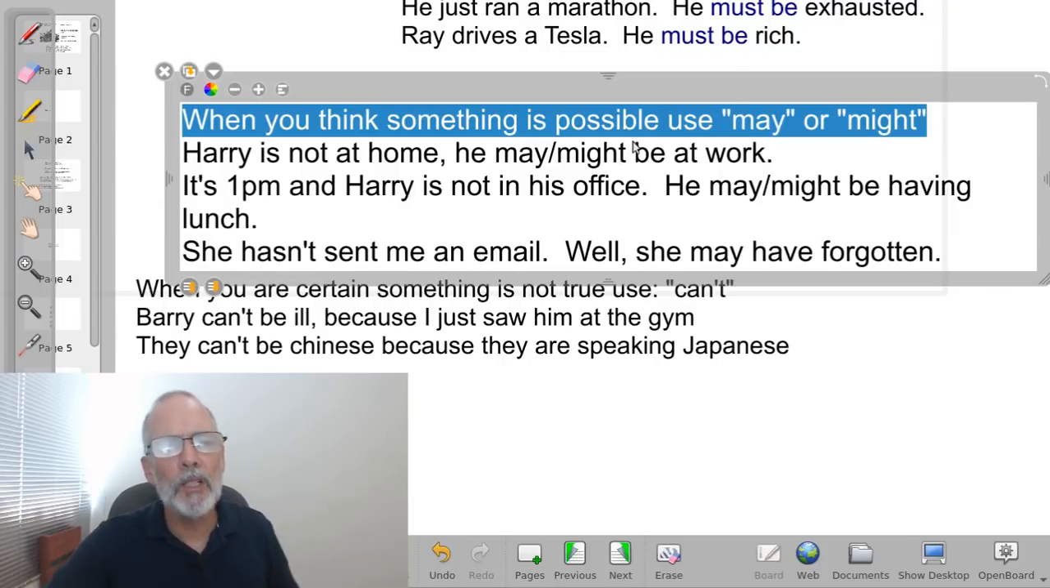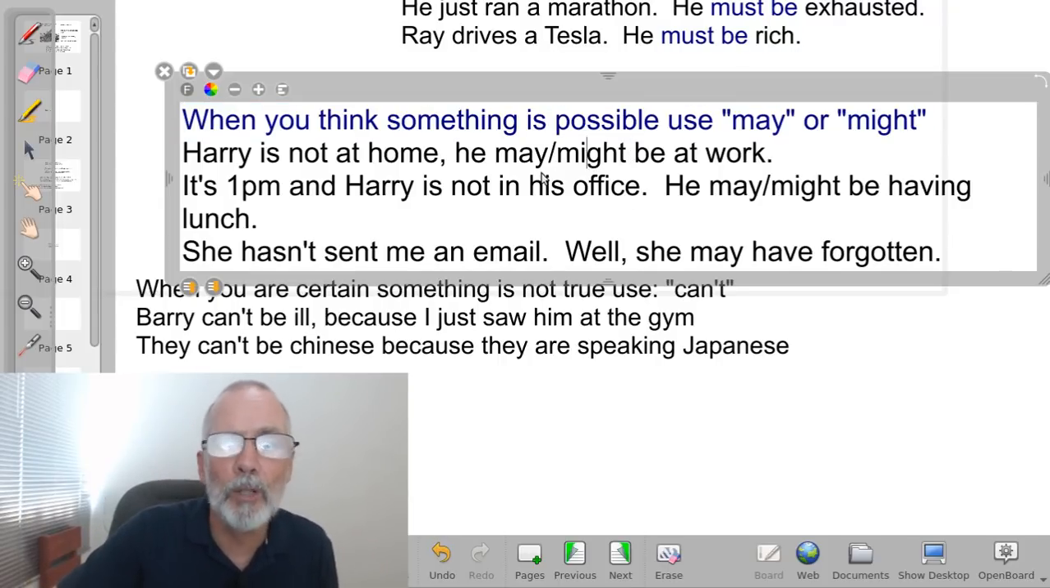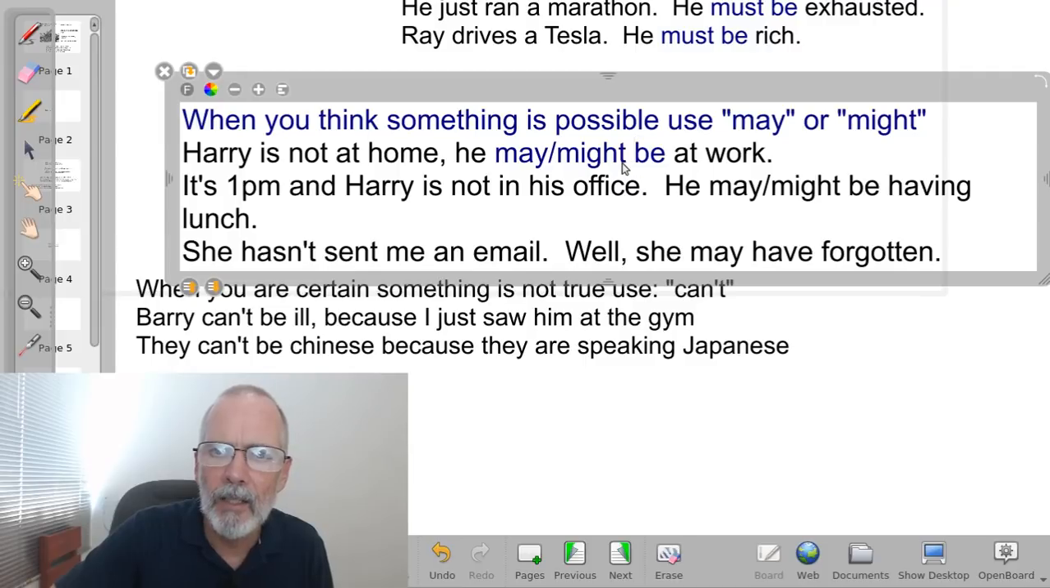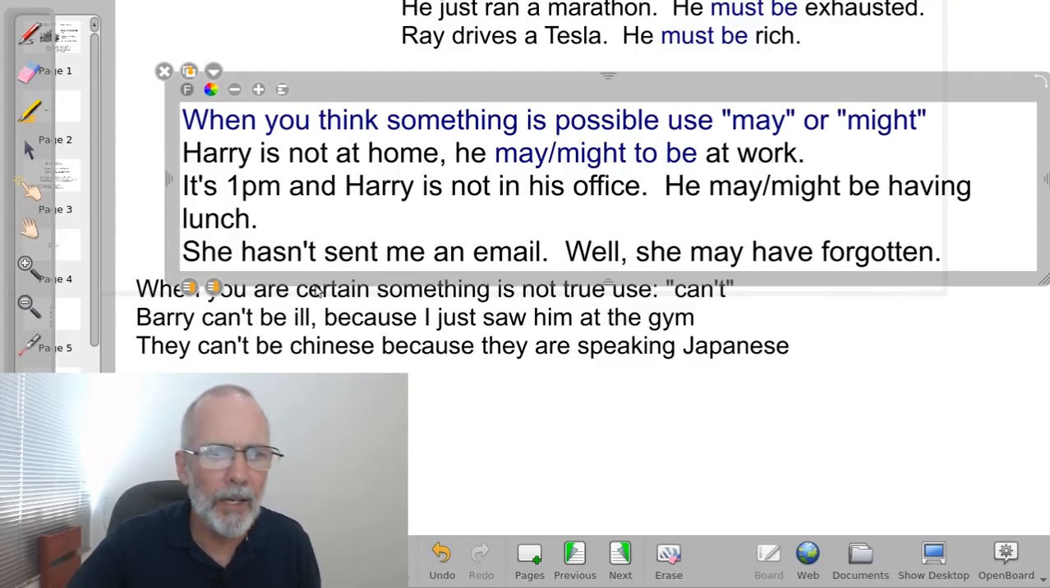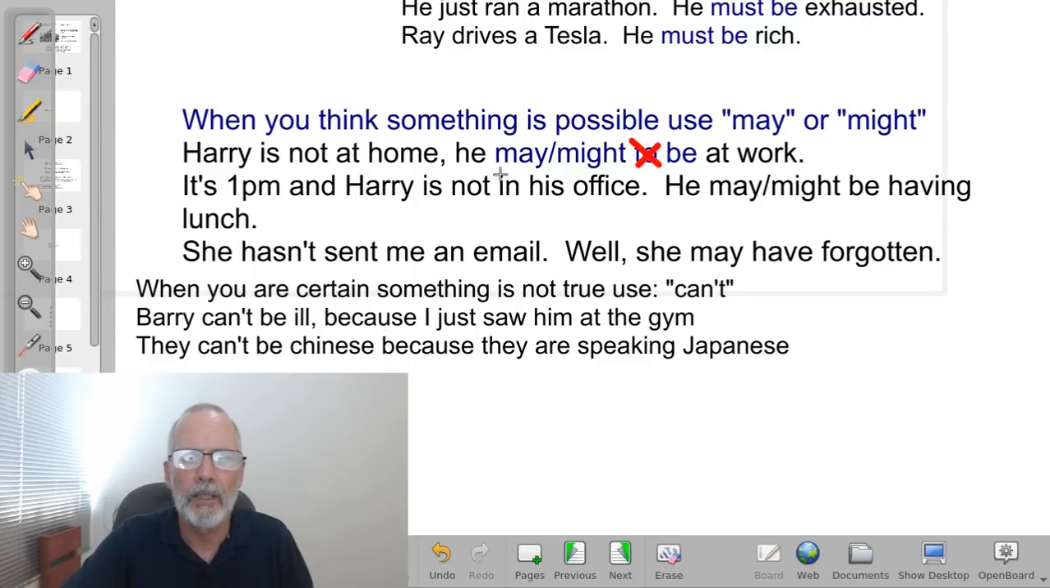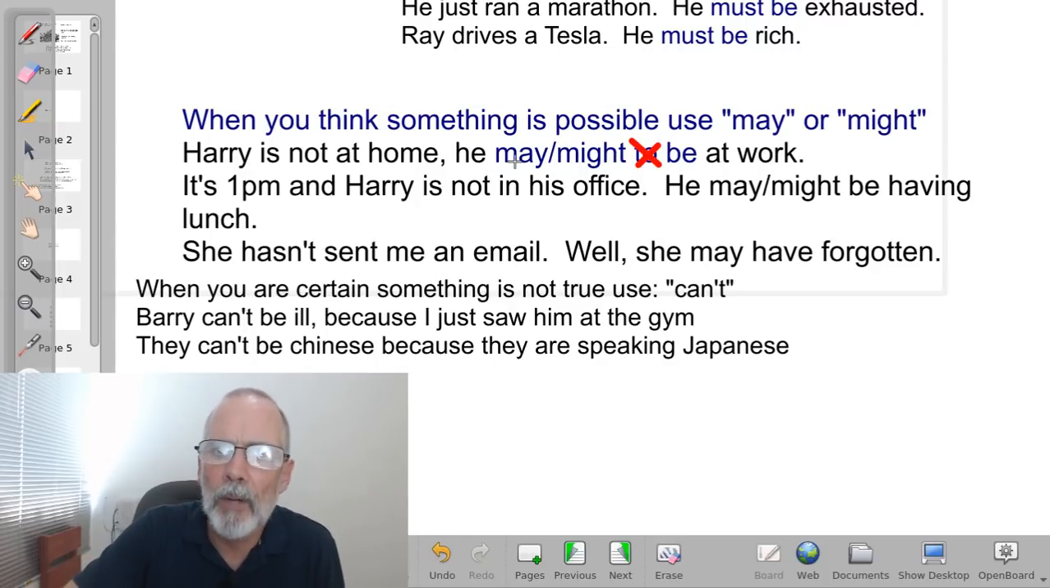Remember that we've seen modal verbs before. We saw modal verbs in the last class. When you have a modal verb, it is always followed by the base verb. We'll look at the structure in a minute, but don't put "to" here. That is wrong. Some people put "to" there. It's not correct. It's he may be or he might be. It's modal verb plus base verb. That always applies to all the modal verbs.